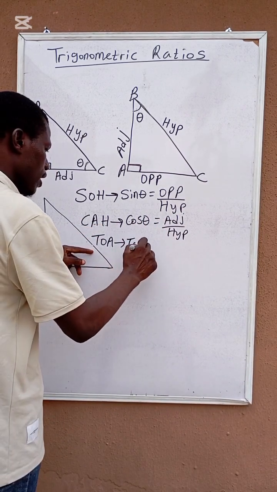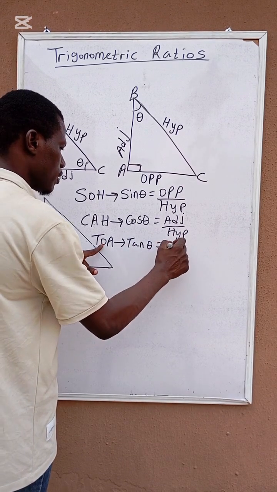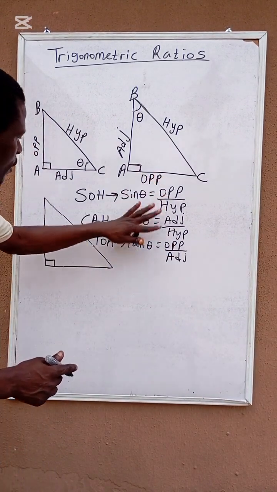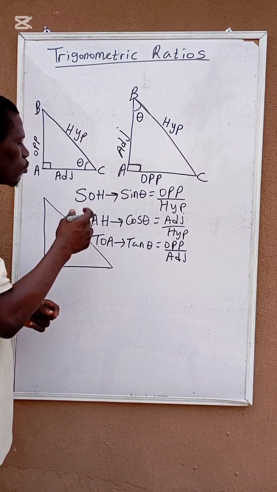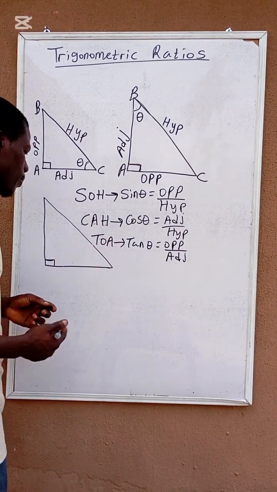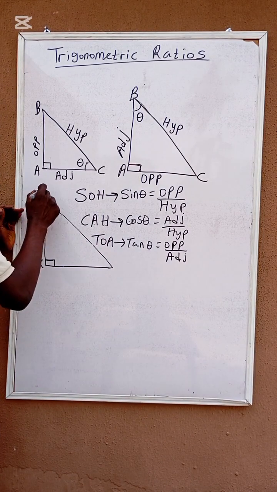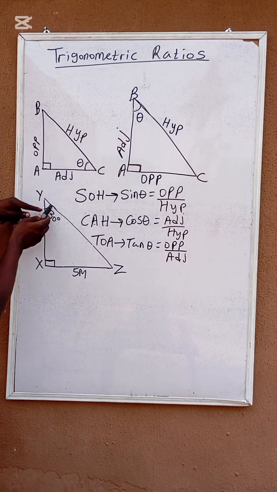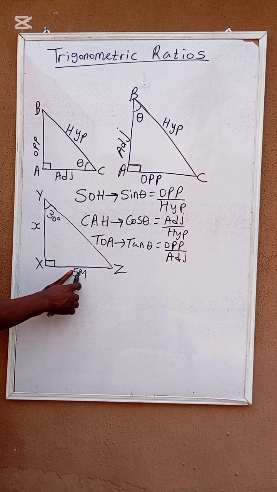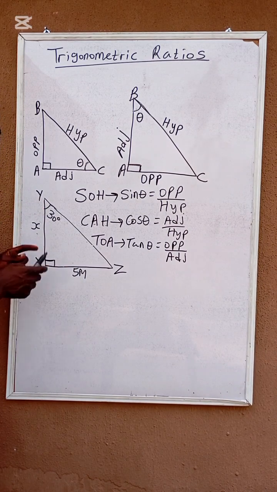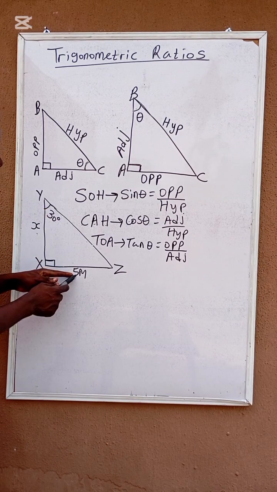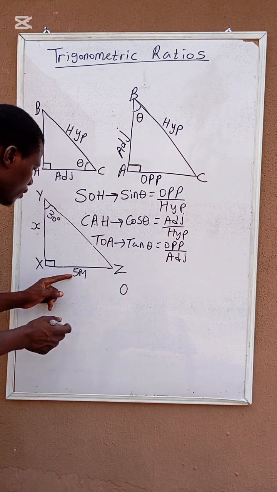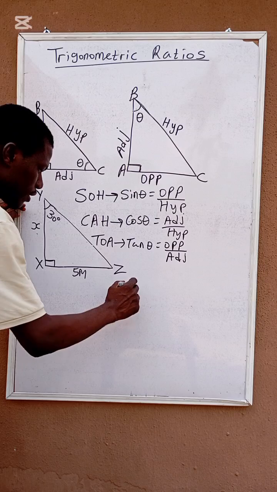This one says tan theta equals opposite over adjacent. So with this, you will always be able to decipher which of the ratios to use whenever you are given a particular triangle. So imagine that this is triangle XYZ. All you need to figure out is, with reference to this given angle, what is the position of this 5 and what's the position of X. Now you would see that 30 and 5 are related as opposites to each other. So 5 is an opposite, while X is an adjacent.